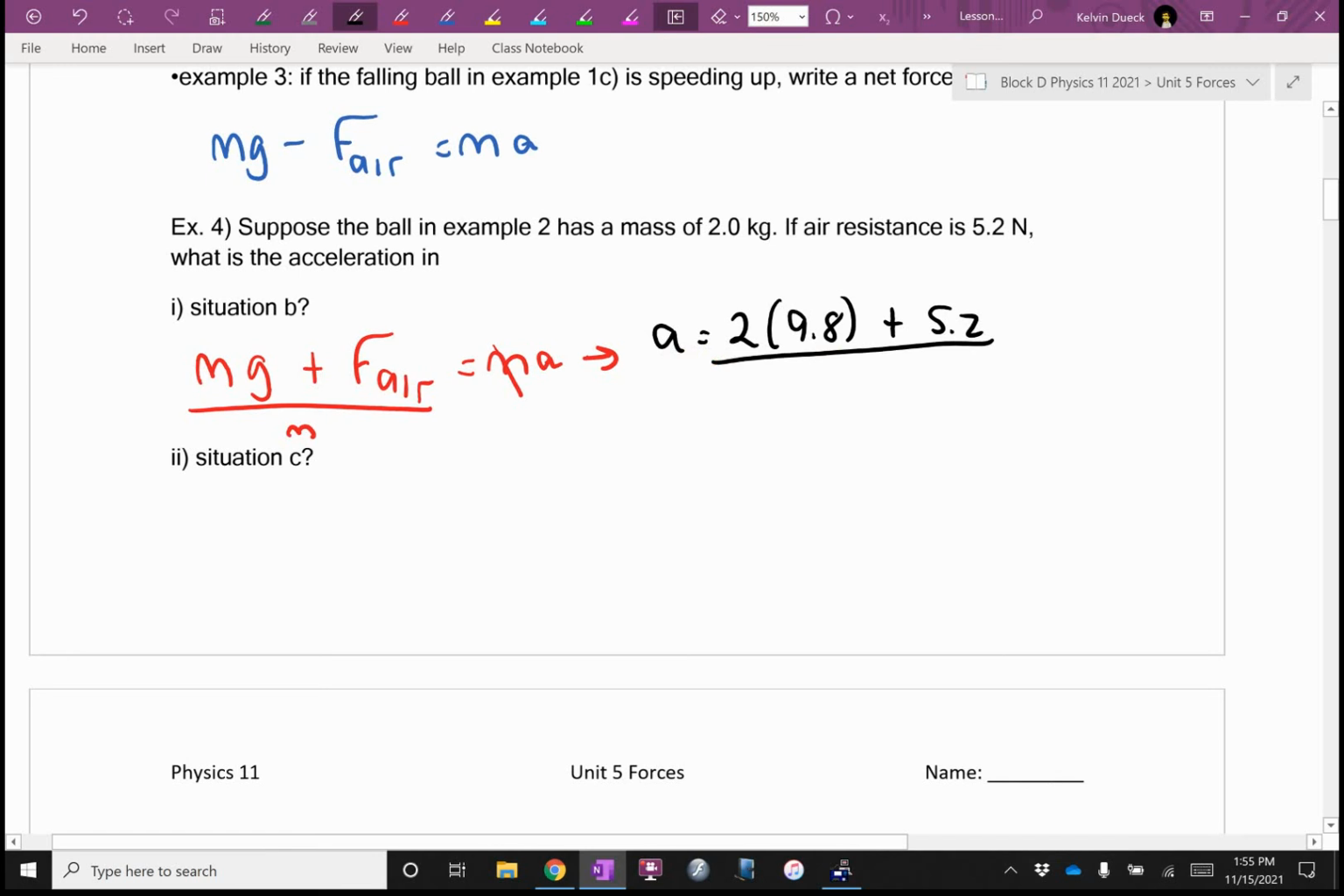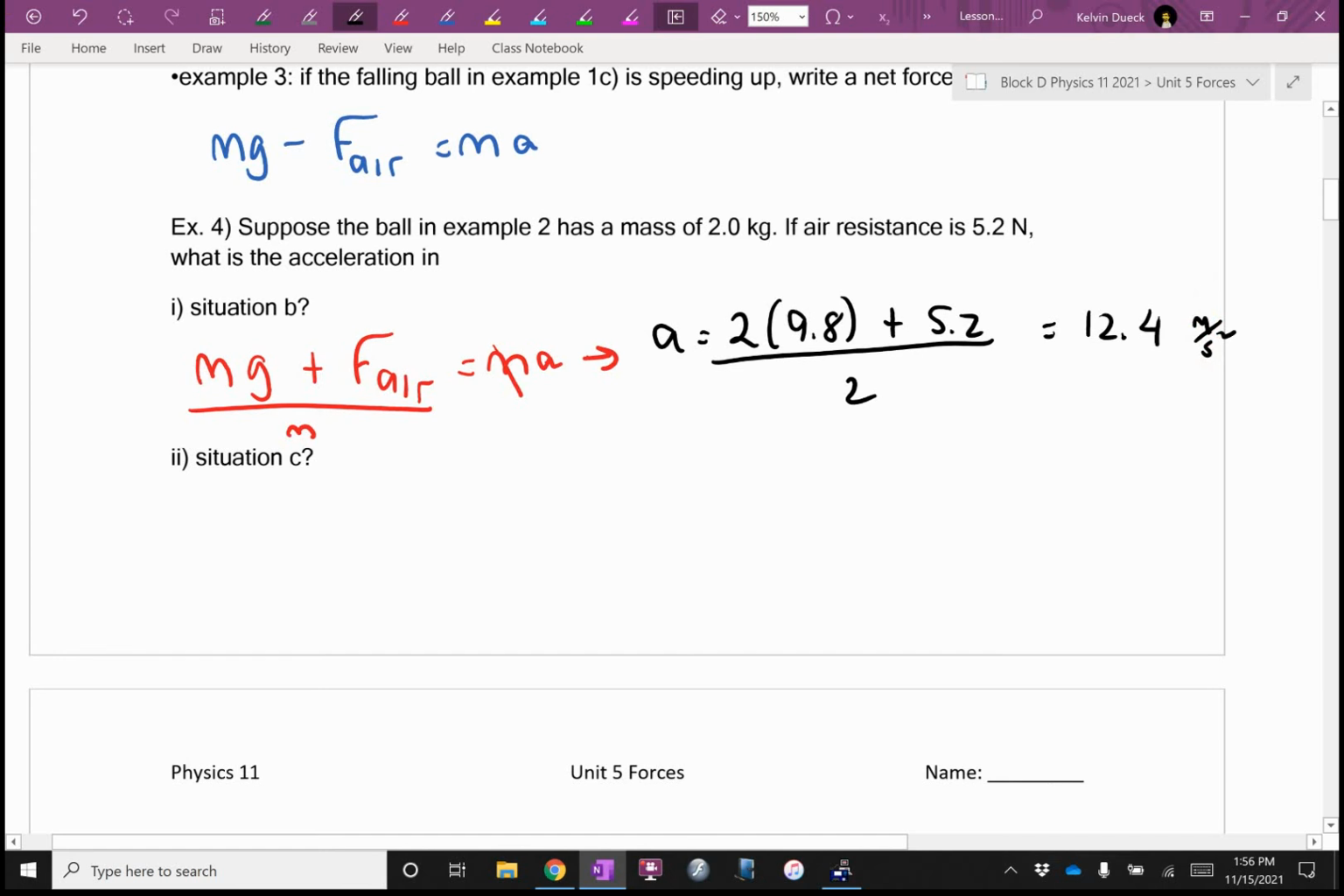Divided by, what's M? I think I do that in my head. It's going to be 19.6 plus 5.2. It's going to be 24.8. 24.8 divided by 12.4? Yeah. Try this on your own, please. And it's an acceleration, meters per second squared.